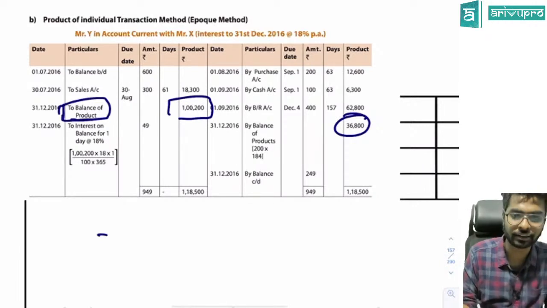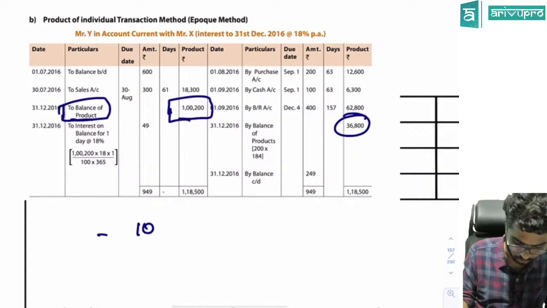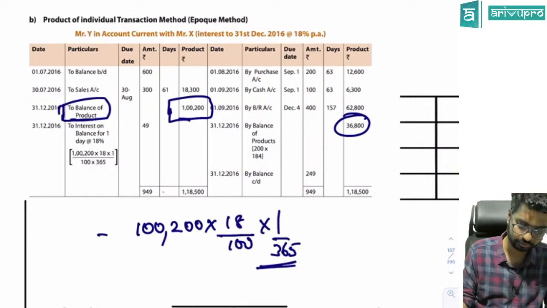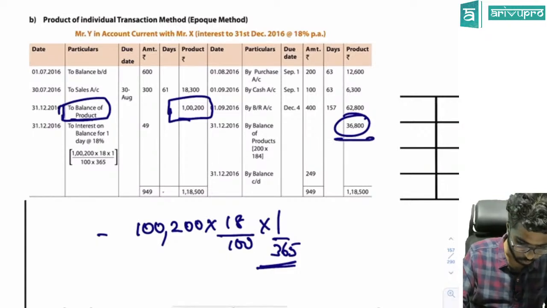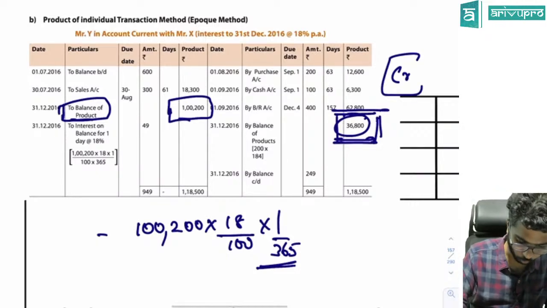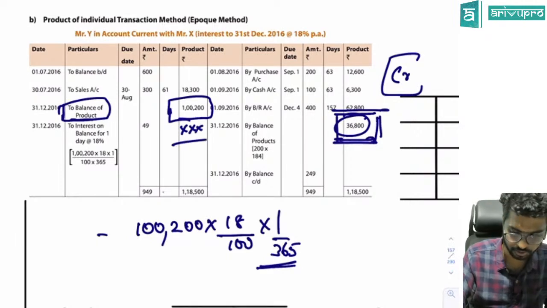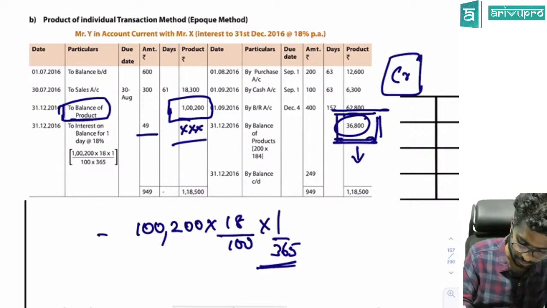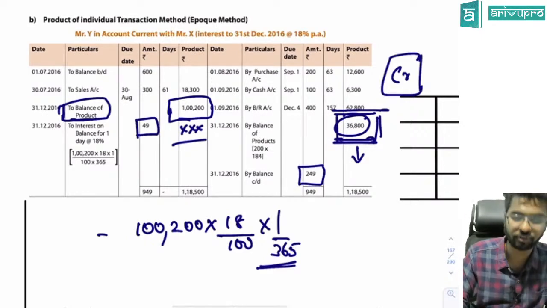Now once this is done, find the interest. The rule is the same, into 18%. Okay, where is my closing balance? This one is on the correct. See, don't worry about this. This is just for the calculation purpose. So my closing balance is on the credit side. So I'll be writing my interest on the debit side. Then you find the closing balance.